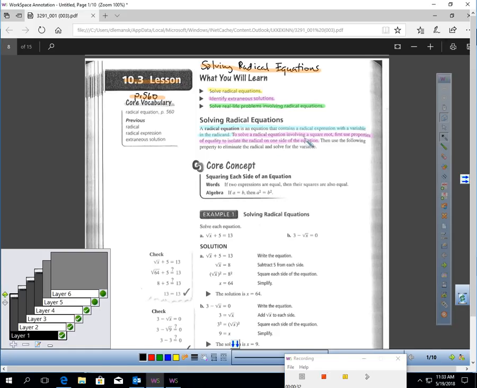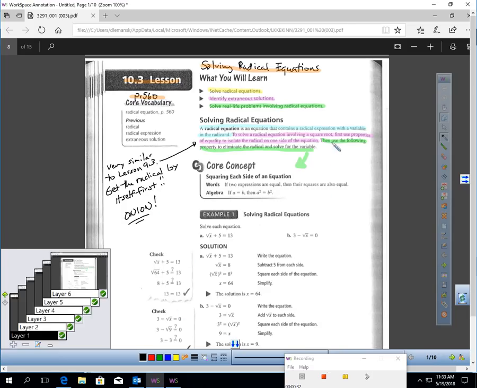To solve a radical equation involving a square root, first use properties of equality to isolate the radical on one side of the equation. So what I have in purple here might sound complicated, but it's really saying something very simple that I've taught you all year. This is very similar to what we did in lesson 9.3 when you had problems with squares. This is saying get the radical by itself first. So you have to onion the radical. In purple, it's telling you isolate the radical on one side, get everything else on the other.